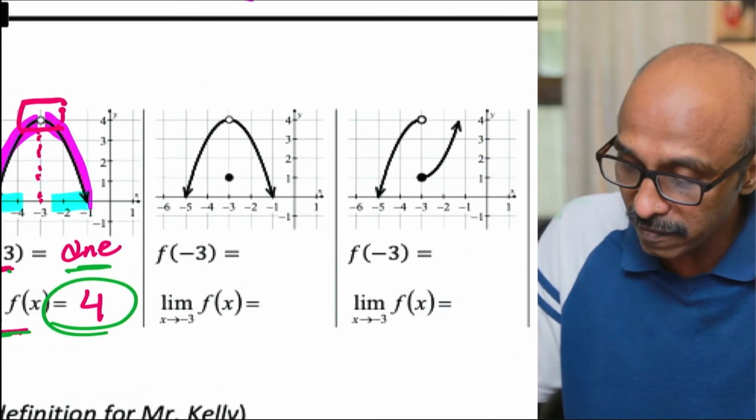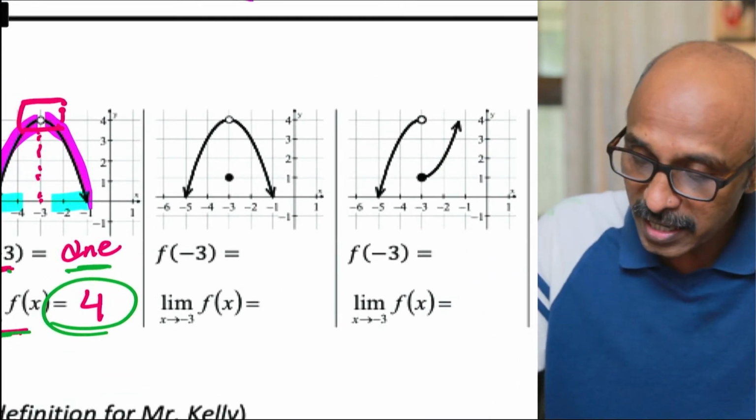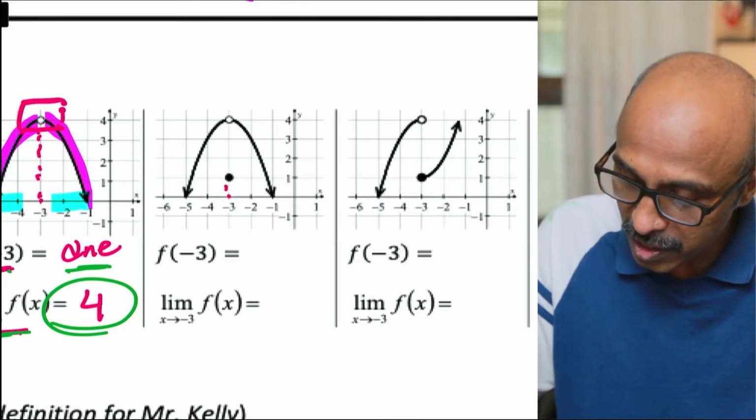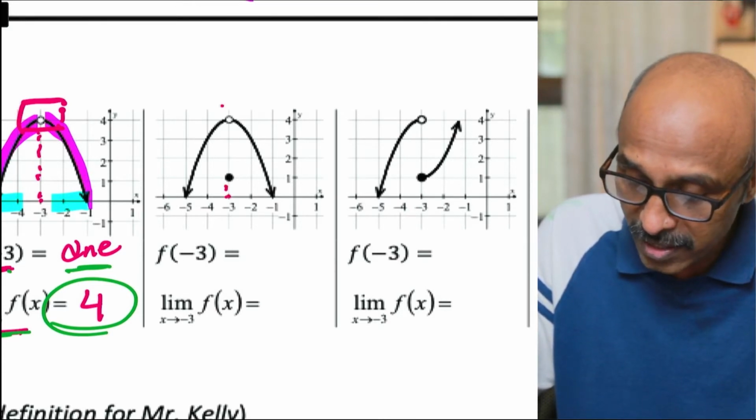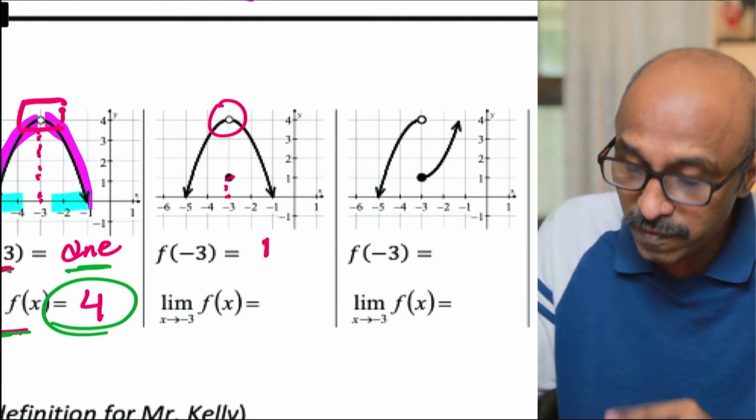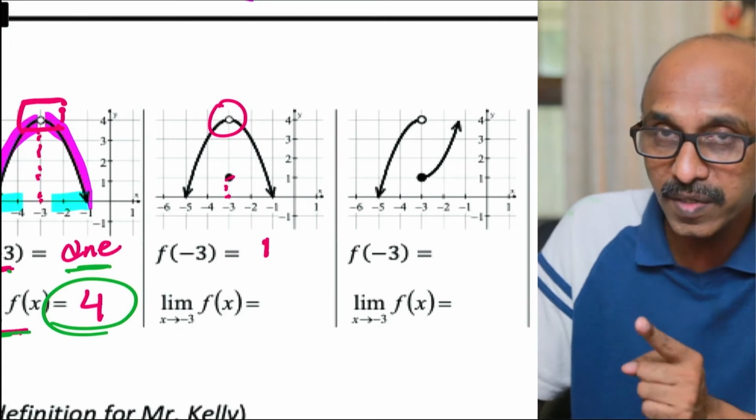Third example, third graph, okay? What's happening at x equals -3? Watch, okay? At x equals -3, there's a hole there, but the function is defined at that point and it's defined to be 1. So the value of the function is 1. F of -3 is 1.